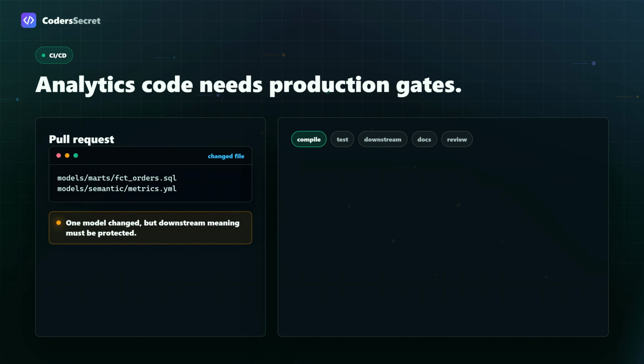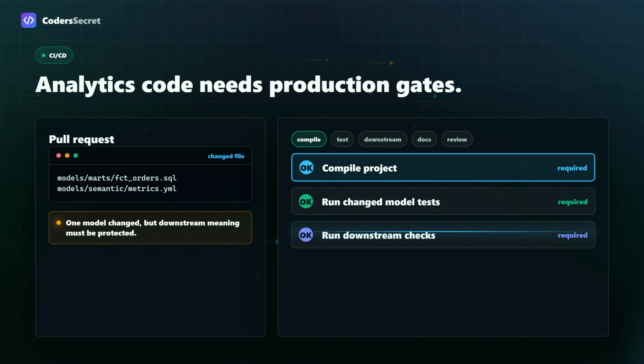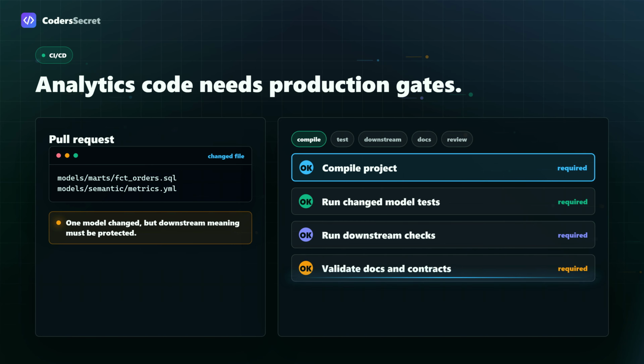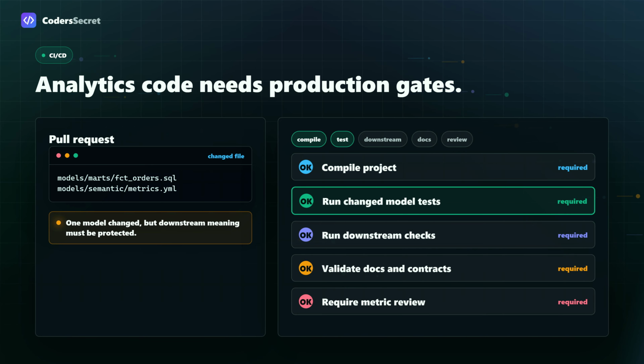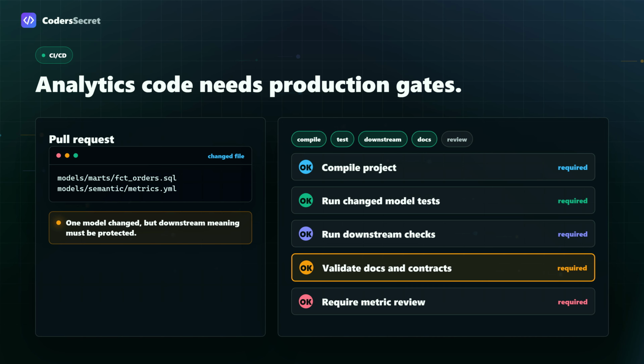The pull request on screen changes one model, but the safe check is not only that model. CI should compile the project, run tests on changed and downstream models, validate docs and contracts, and require extra review for metrics and semantic definitions. This is the analytics version of production deployment discipline. Broken models and silent metric changes should not reach users by accident.